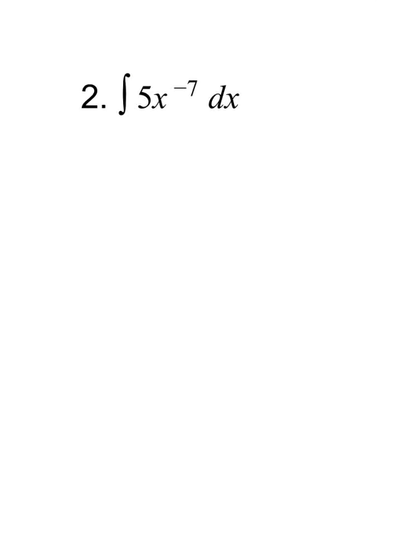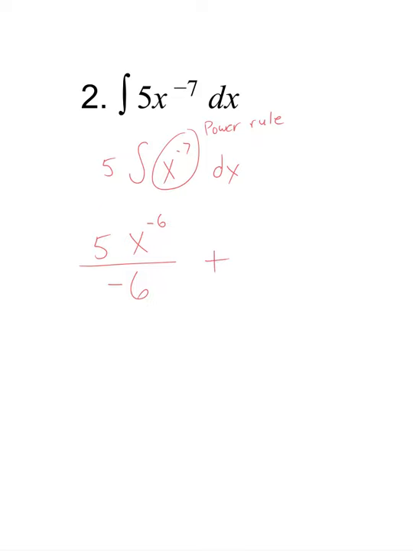All right, so again, the 5 comes along for the ride. So we're taking 5 times the integral of the function x to the -7th dx. The 5 comes along for the ride, and we use the power rule on x to the -7. So we add 1 to our exponent, so be careful. -7 plus 1 gives us -6. So we have 5x to the -6, and we put the same number on the bottom, plus c.